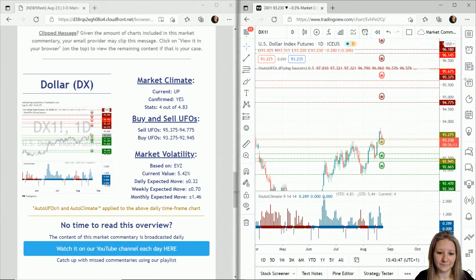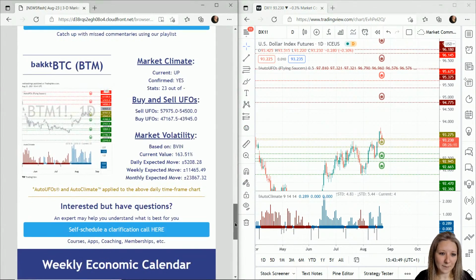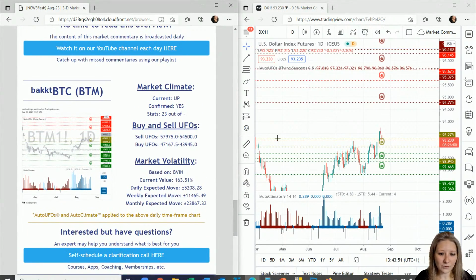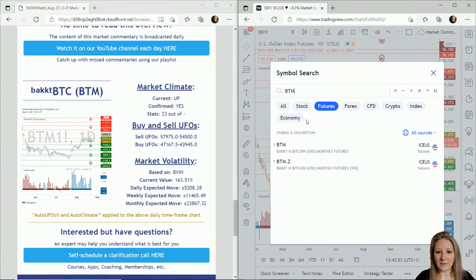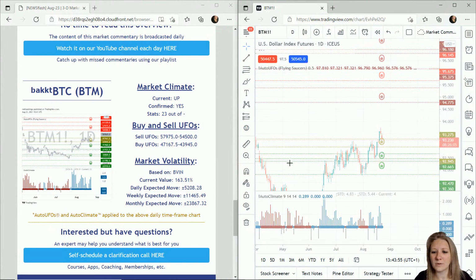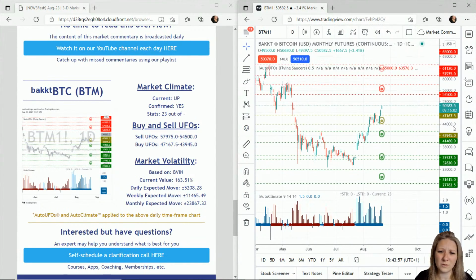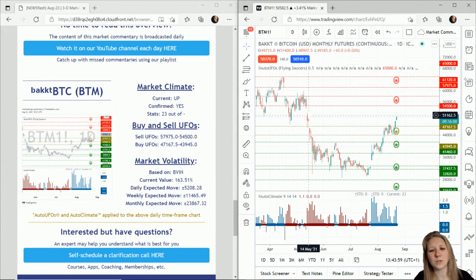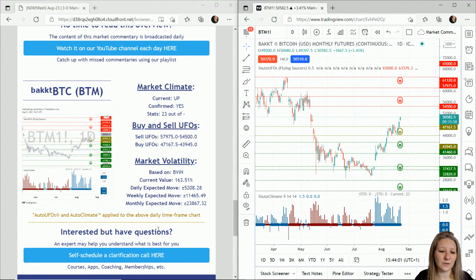That's the US dollar. Now last market is backed Bitcoin. Now it says here about interested but have questions. You may be thinking, I don't know if I want to use AutoClimate or AutoUFOs or both, or how do I use them, or what do I need to do? By all means, self-schedule a clarification call, chat with one of our experts and see what works out best for you. Now with Bitcoin, we have a confirmed upwards climate, thick blue dot.